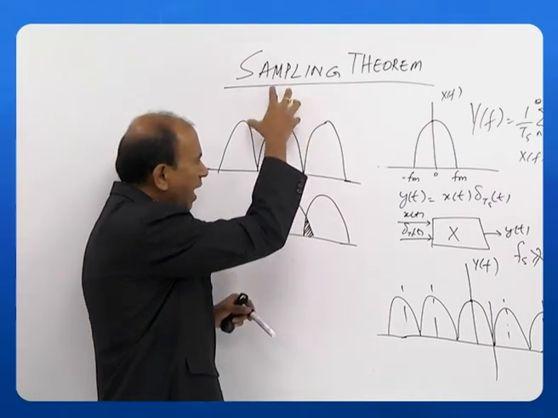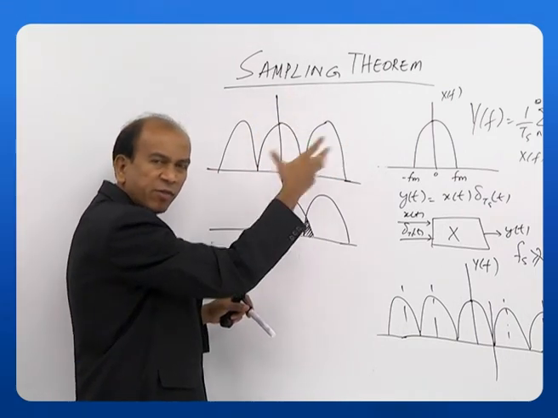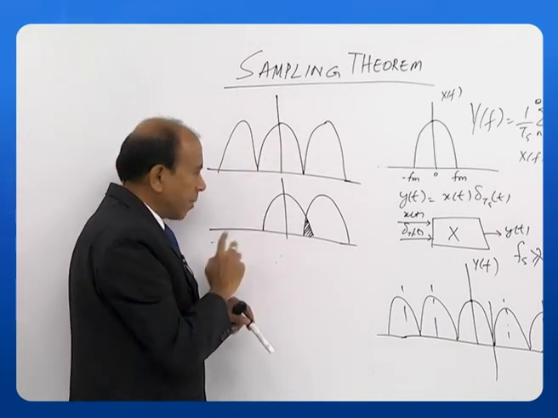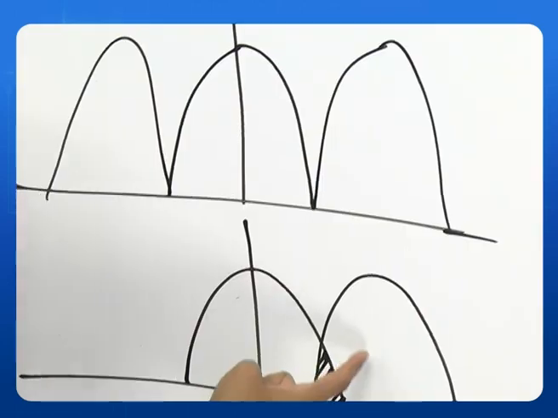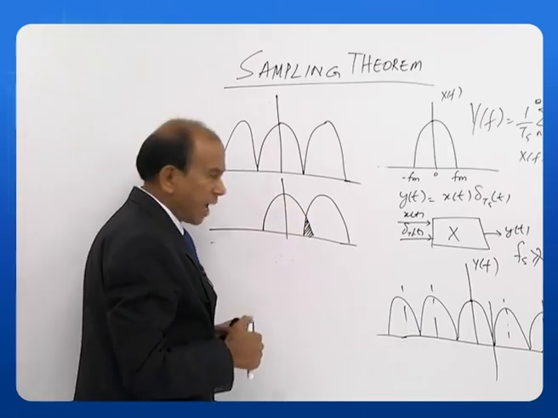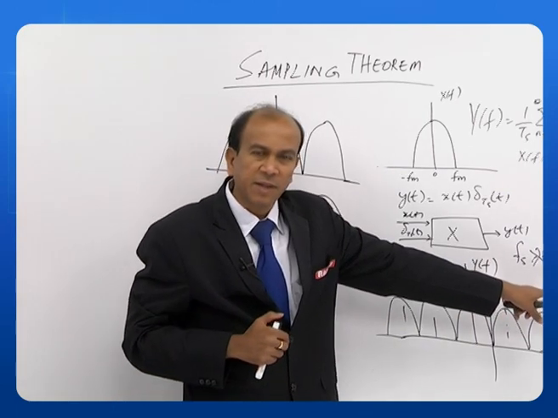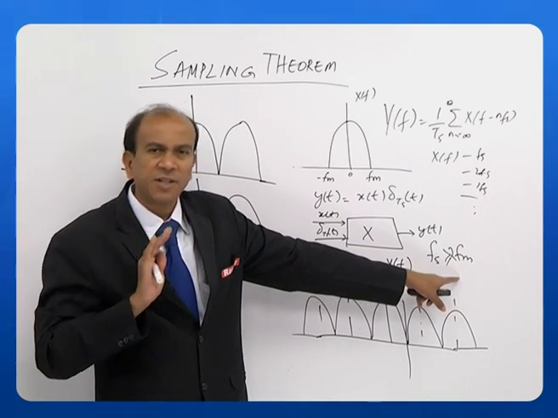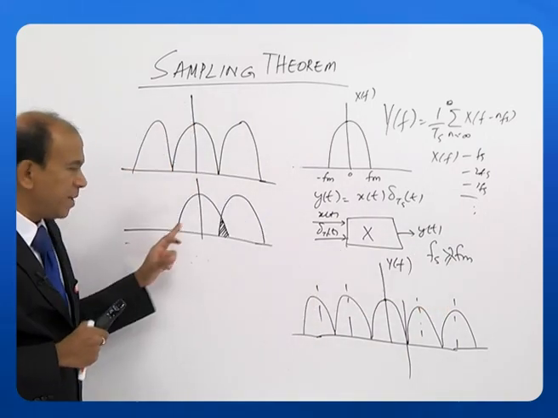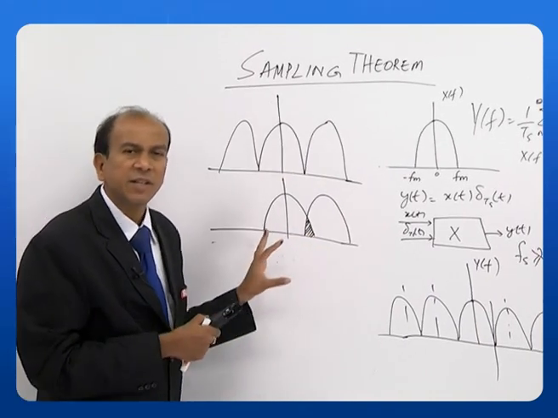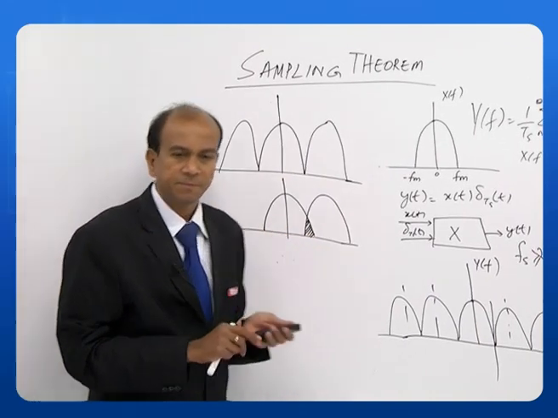If you see here, I can actually take out one, that is my X of f. From that X of f, I can calculate x of t using the inverse Fourier transform, isn't it? But when this happens, what is happening here? There is an overlap. This overlap is because I am not following what the sampling theorem says. The sampling theorem says Fs must be greater than 2Fm. If that condition is not satisfied, there will be an overlapping. So, when overlapping happens, recovery of the signal becomes difficult.